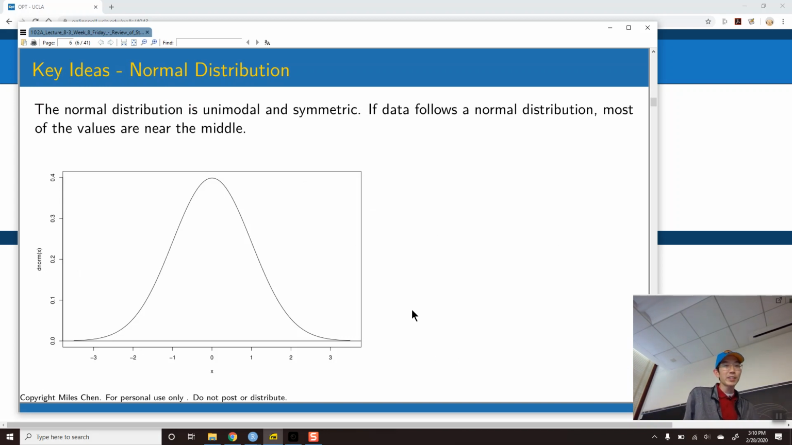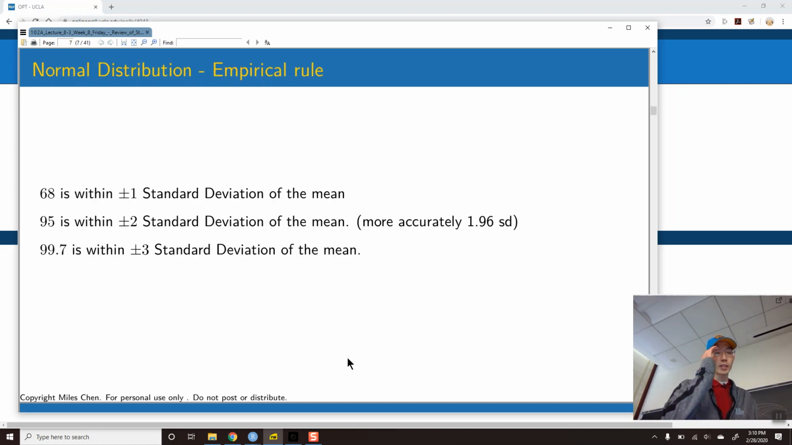Okay, and now we have the normal distribution. The normal distribution is unimodal and symmetric, and the basic idea is if something follows the normal distribution, most of the values are near the middle, okay? Most of the values are somewhere in here, and only rarely do we get values above 3 or below -3. And so the empirical rule: approximately 68% is within 1 standard deviation of the mean, about 95% is within 2 or 1.96 standard deviations of the mean, and almost all, 99.7%, is within 3 standard deviations of the mean.